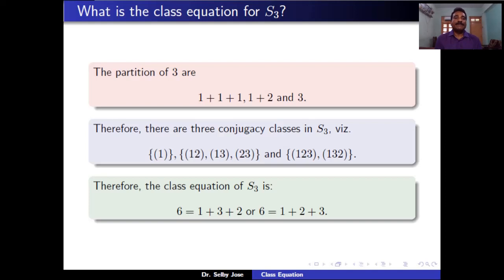The partitions of 3 are 1 plus 1 plus 1, 1 plus 2, and 3. Therefore, S_3 has 3 conjugacy classes. What are they? One is of cycle type 1 plus 1 plus 1, the other is of cycle type 1 plus 2, and the other is of cycle type 3. That means one conjugacy class contains only one element, the other contains the two-cycles (1 2), (1 3) and (2 3), and the third conjugacy class contains (1 2 3) and (1 3 2). Therefore, the class equation of S_3 is 6 equals 1 plus 3 plus 2, or 6 equals 1 plus 2 plus 3.